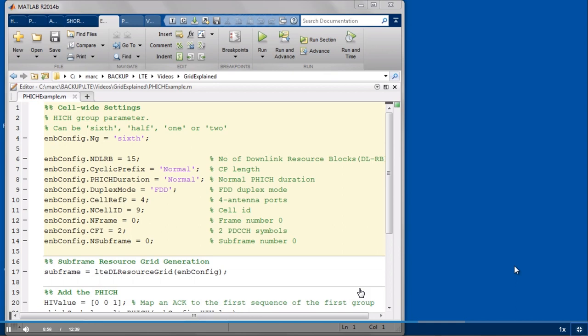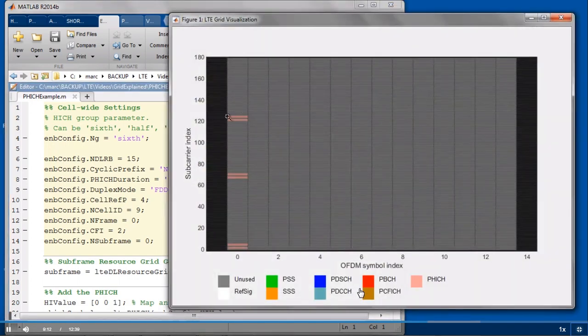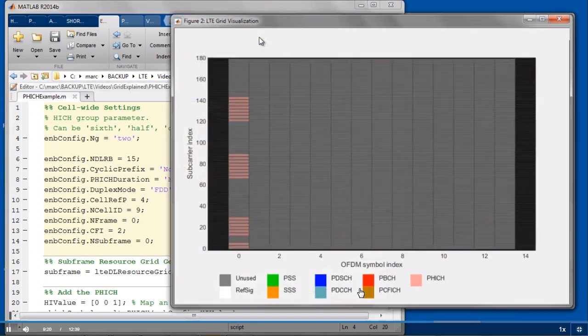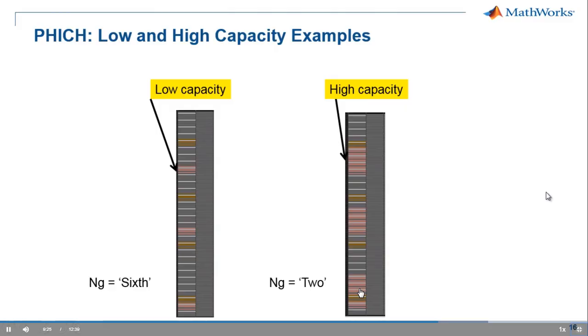Let's use MathWorks LTE System Toolbox again to see 2 examples of how much room is reserved in symbol 0 for a low capacity case and a high capacity case. Let me generate a low capacity subframe first. And now a high capacity one. So we can clearly see the difference between a low capacity case and a high capacity case. We don't have to necessarily read that channel, but we have to know where it is, so we can pick out the control channel and read it.